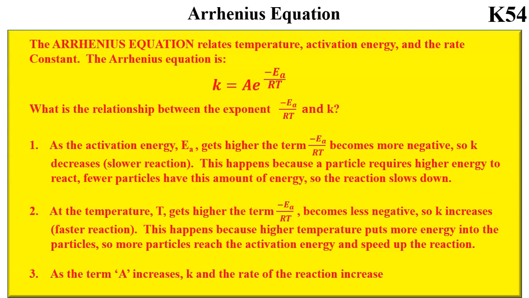As the temperature T gets higher, the term negative EA over RT becomes less negative. So K increases. It's a faster reaction. And this happens, just think about it conceptually, because higher temperature puts more energy into the particles, so more particles reach the activation energy and speed up the reaction. And then as the term A increases, then obviously K and the rate of the reaction will increase.